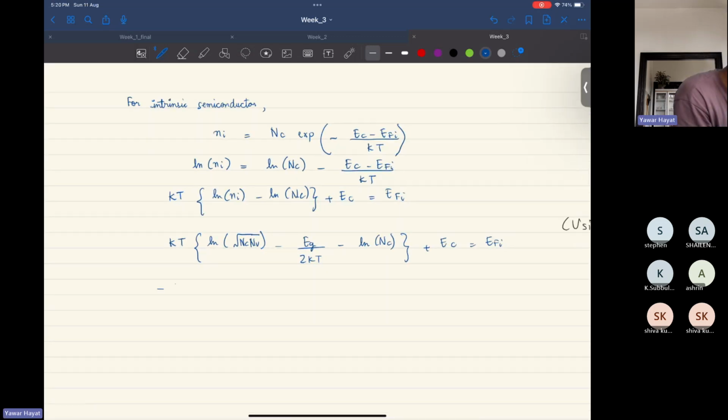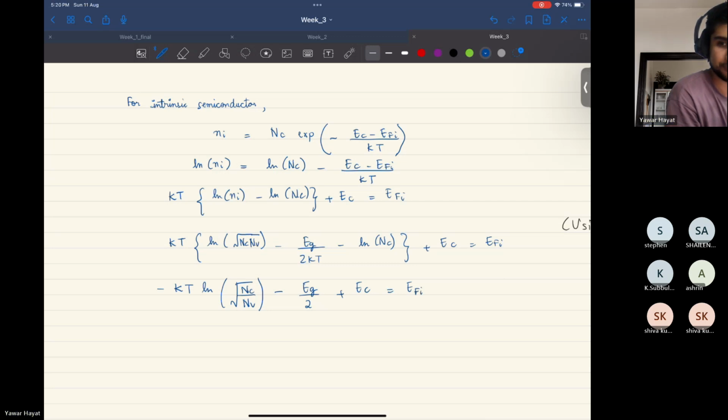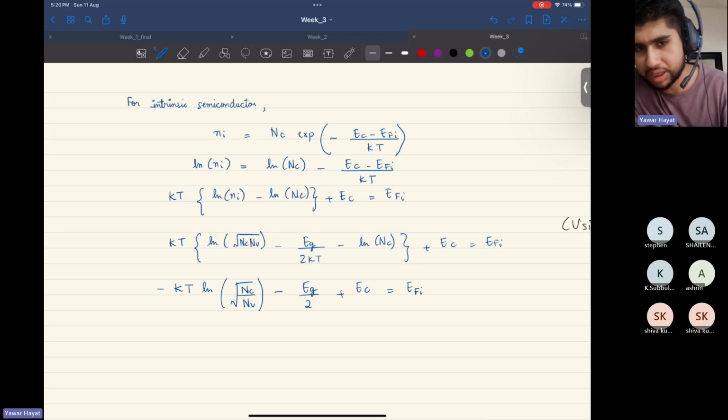Then you can write this as minus kT ln of square root of NC by NV minus EG by 2 plus EC is equal to EFI.